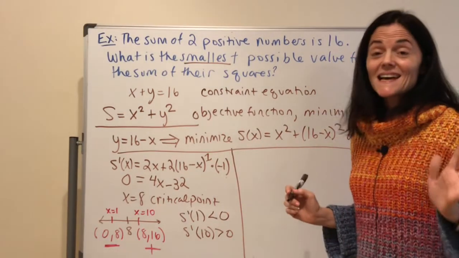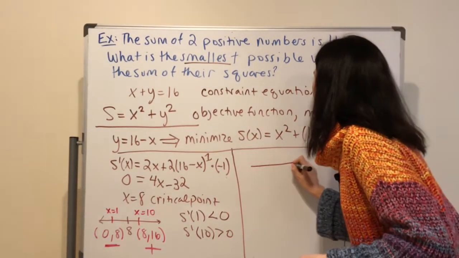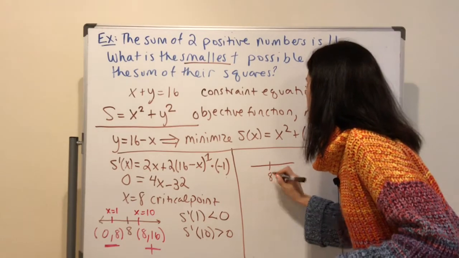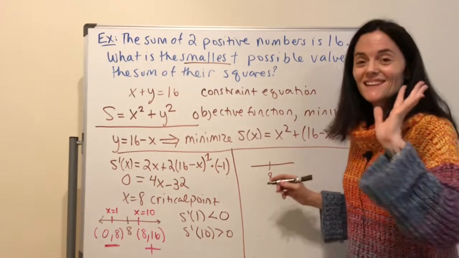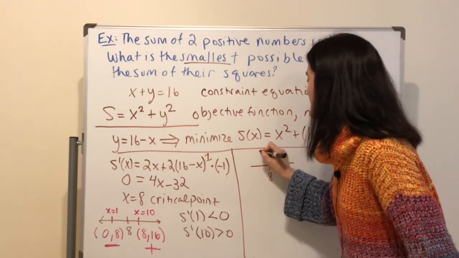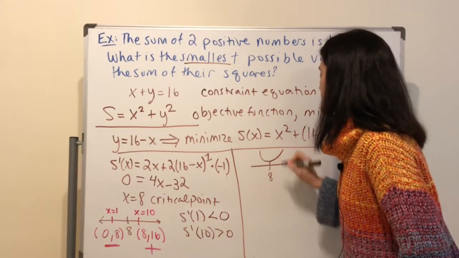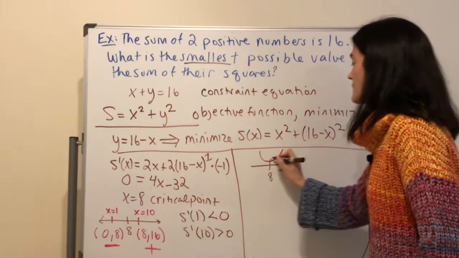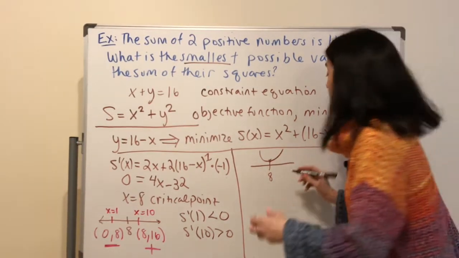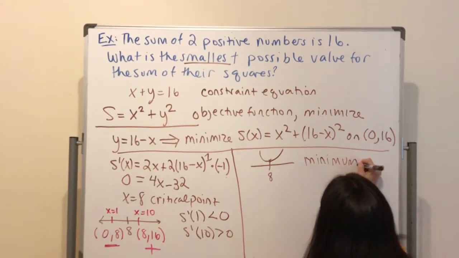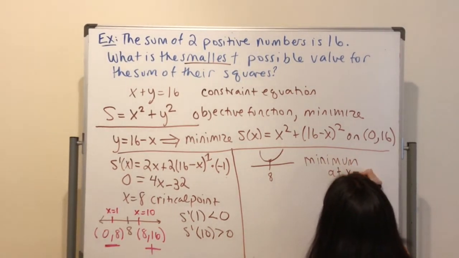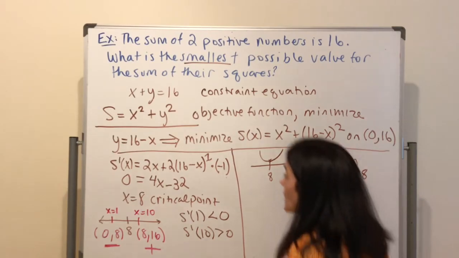Now, let me just sketch what's happening. Here's 8. My function, s, goes like this. It is decreasing, increasing. So we see here, we in fact do have a minimum at x equals 8.